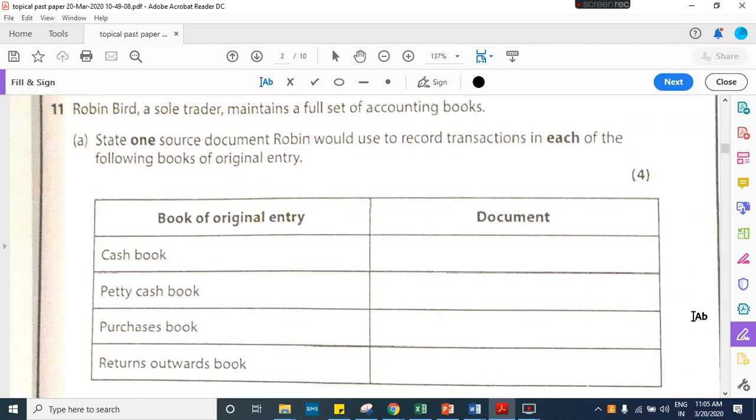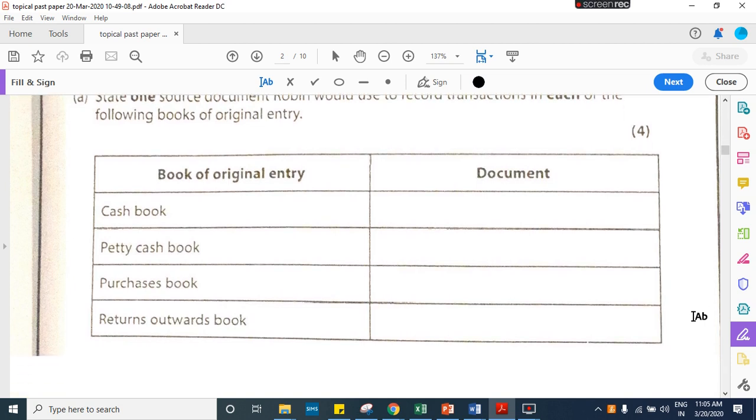Robin Bird is a sole trader, maintains a full set of accounting books. State one source document Robin would use to record transactions in each of the following books of original entry. So here there are 4 marks. Take a minute to guess the answer.